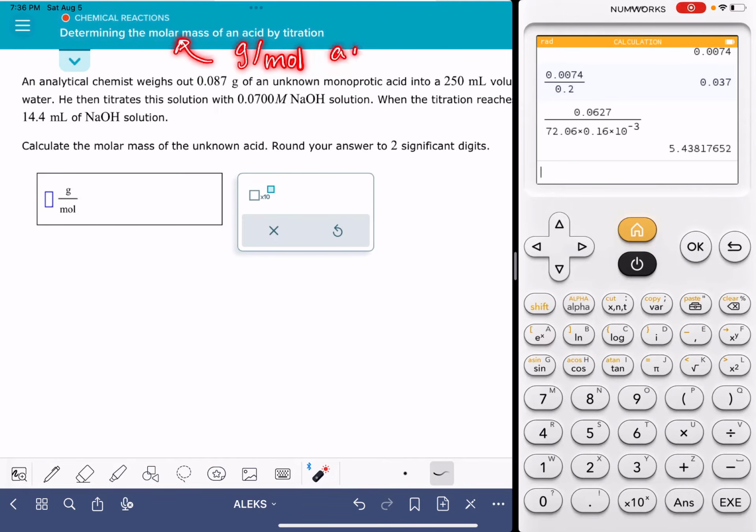In this case, we're dealing with an acid. Now this ALEKS problem is going to give you the mass of a particular sample of this acid. So we already know the grams of the acid. We just need to figure out how many moles there are in this 0.087 gram sample, or whatever the mass is for your particular acid.